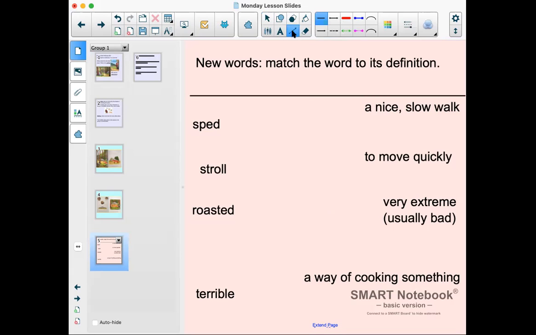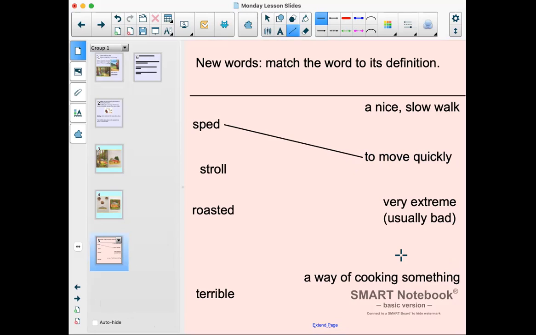Welcome back. And if you guessed that sped means to move very quickly, well done. Now let's look at stroll. So we've used this one to move very quickly, so we can't use it again. So it's either going to mean a nice slow walk, very extreme, usually bad, or a way of cooking something. So pause the video and make your guess. What do you think stroll means?